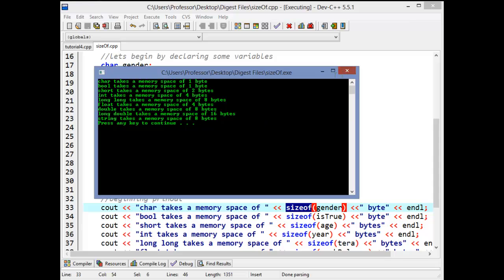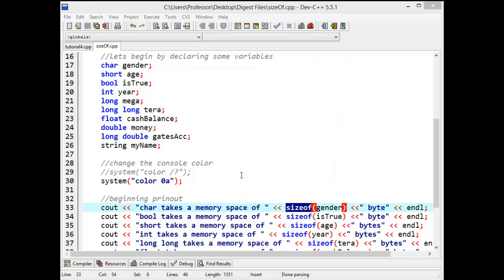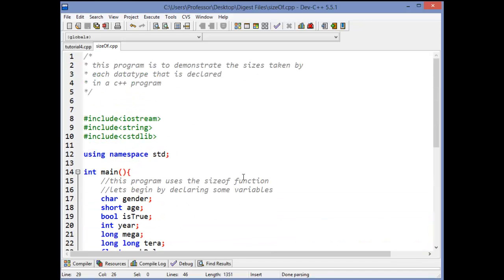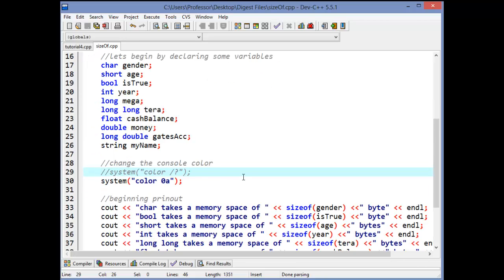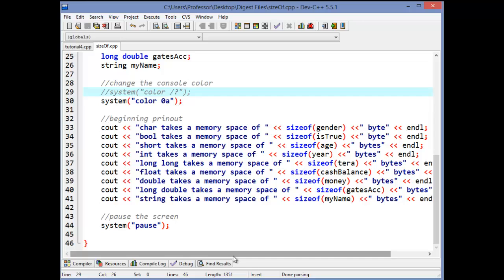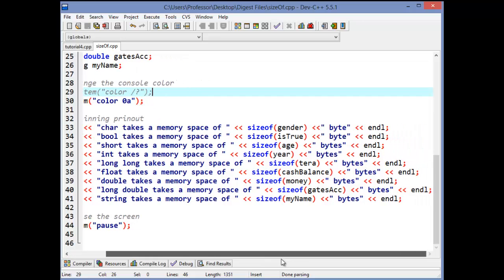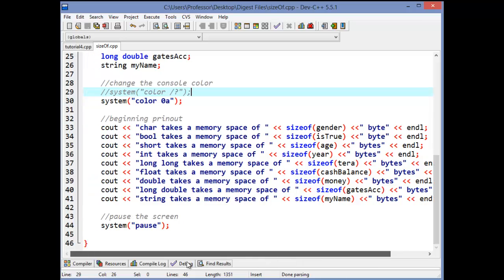Okay, so let me just scroll through this program. If you want to repeat it, all you have to do is to pause. It starts from here through here to here, and that is the end. So you can pause your screen and do the same thing, run it on your machine, and check how much memory is allocated to the individual data types.